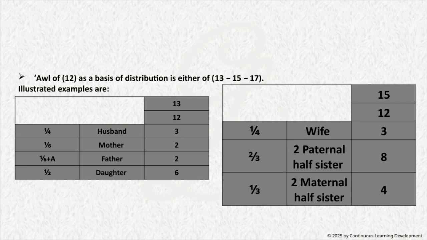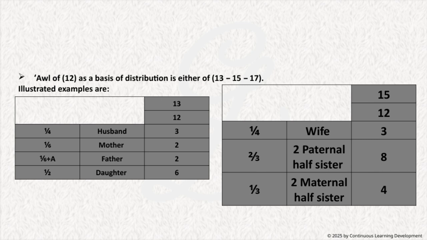Let's take a closer look at this distribution table. Here, we see the different relatives and the portions assigned to each. For example, the wife is allocated a quarter of the estate, which is straightforward. Moving on, the paternal half-sister is assigned 2/3, and the maternal half-sister gets 1/3. These fractions reflect their respective shares based on their relationship.